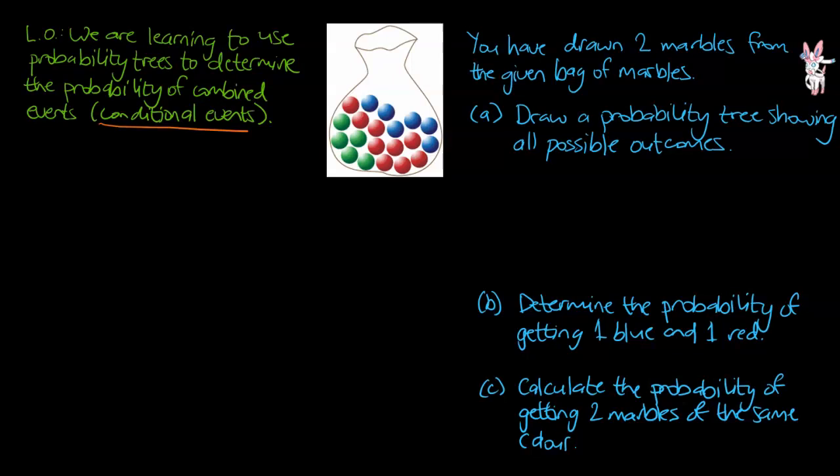Just to recap, independent events is what we focused on in the last probability tree video, and they are events where the probabilities are not impacted by each other.